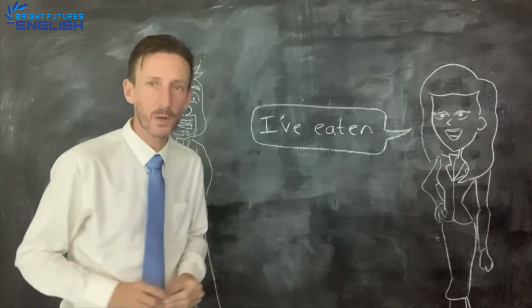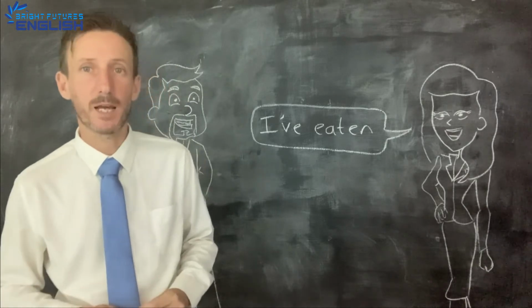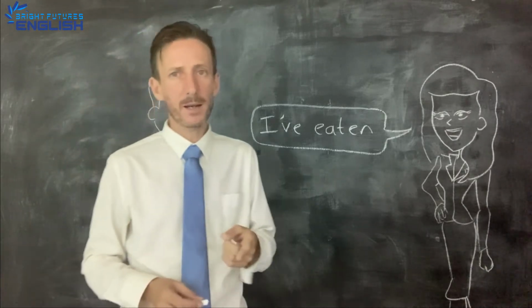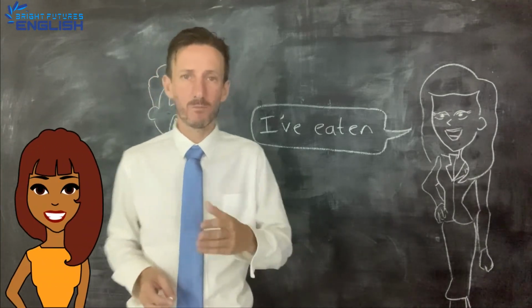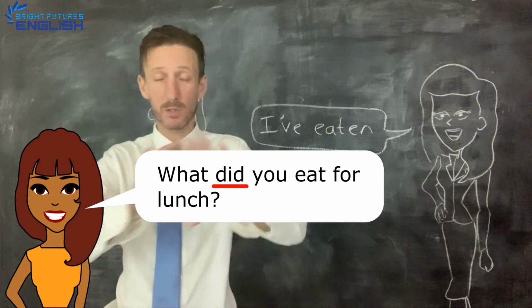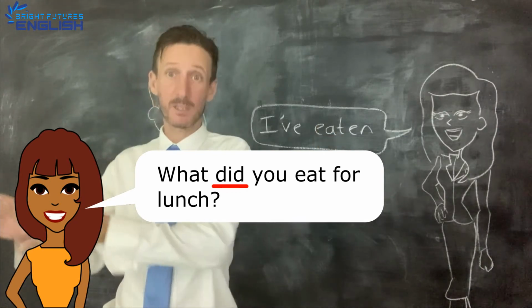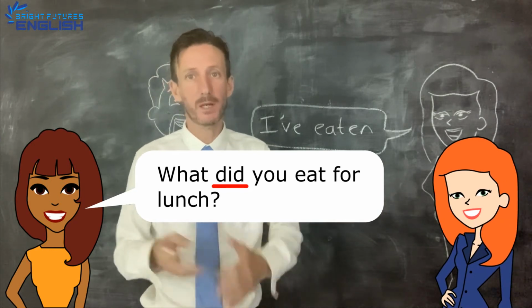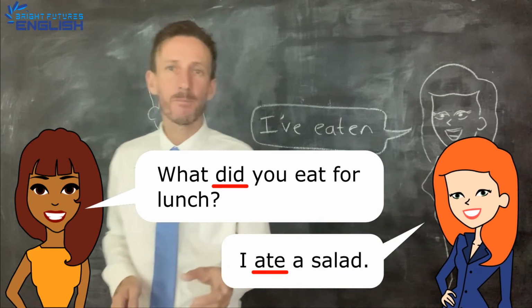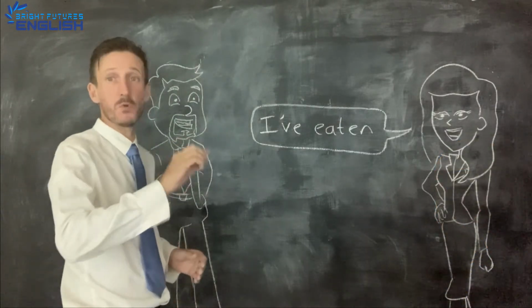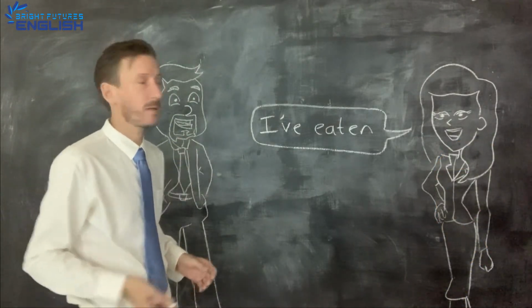There's also another clue about using the present perfect tense, and that is with the question. When Helen asked Jenny earlier, what did you eat for lunch? She was talking about the past. She used a simple past question about a specific time. Jenny answered with a simple past response, I ate a salad. But this time, Mike asks a different question. He asks, do you want to come and have lunch with me?